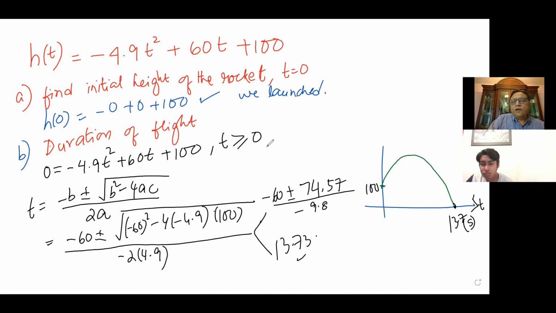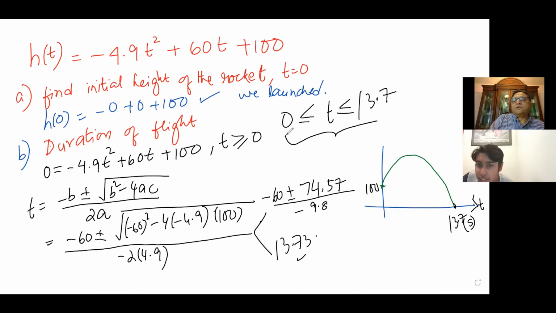So in this case, we can say the domain is what? The domain is that time is greater than or equal to 0, but less than or equal to 13.7. Is it okay? And we have also come to know that the rocket is going to be in the air around 13.7 seconds. Correct? Perfect. So we got this.